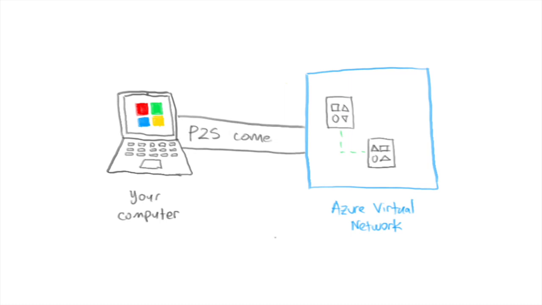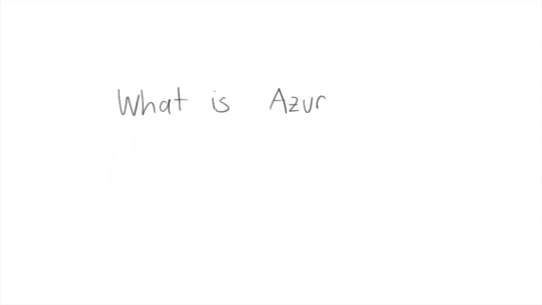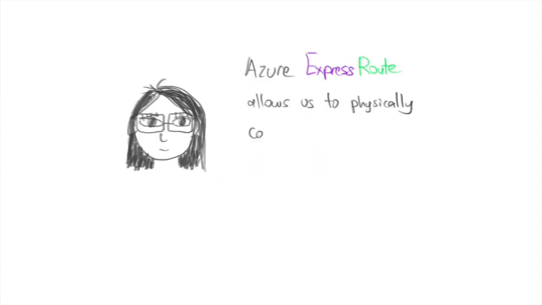P2S connection is really great for any remote workers that need to connect into your Azure VNets securely over the public internet. After your vacation in Hawaii, you come back to find that everyone is talking about ExpressRoute, and you start to wonder, what is Azure ExpressRoute? Azure ExpressRoute, your manager starts to say, allows us to physically connect our on-premises networks into Azure. Yeah, but why would we want to do that?